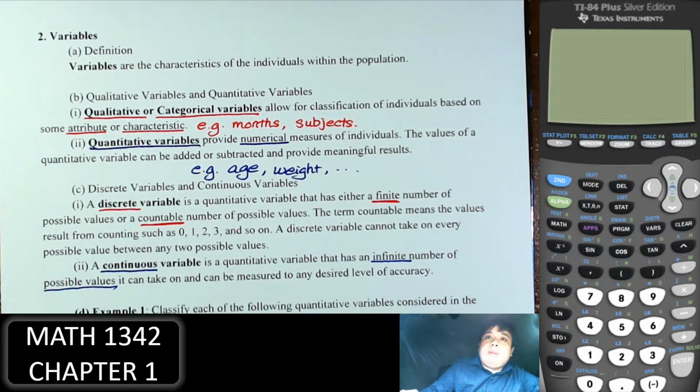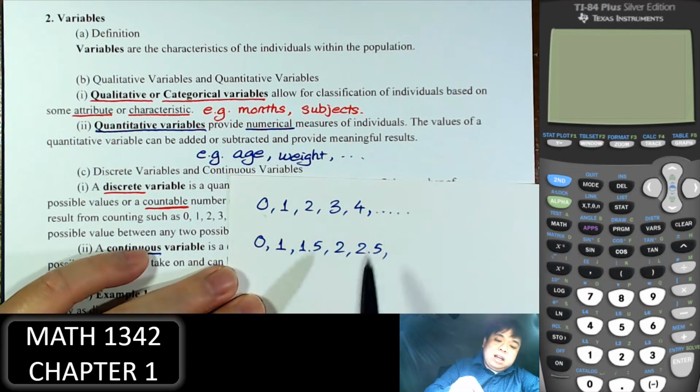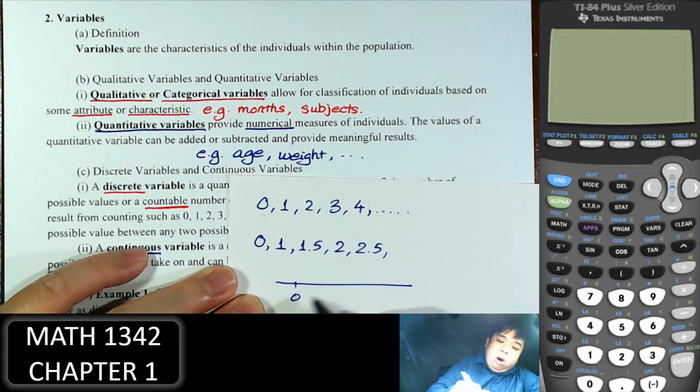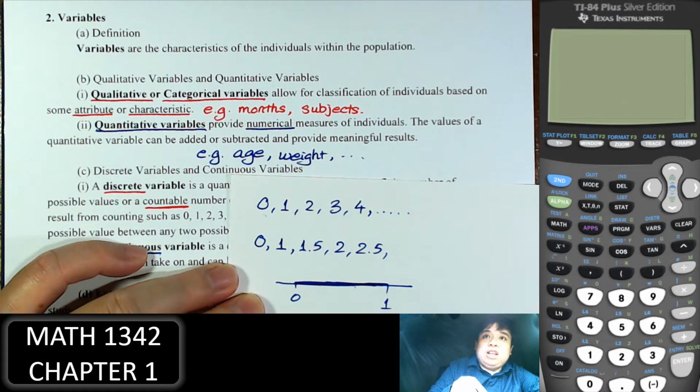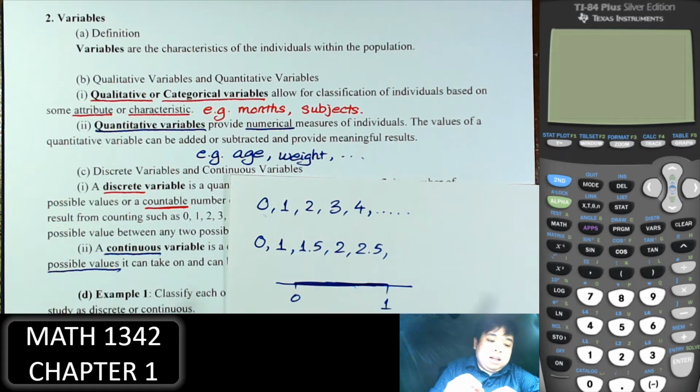So when we talk about not just between 0 and 1, we talk about anything from 0 to 1 continuously. There will be everything on this number line. So those are considered to be continuous variables.